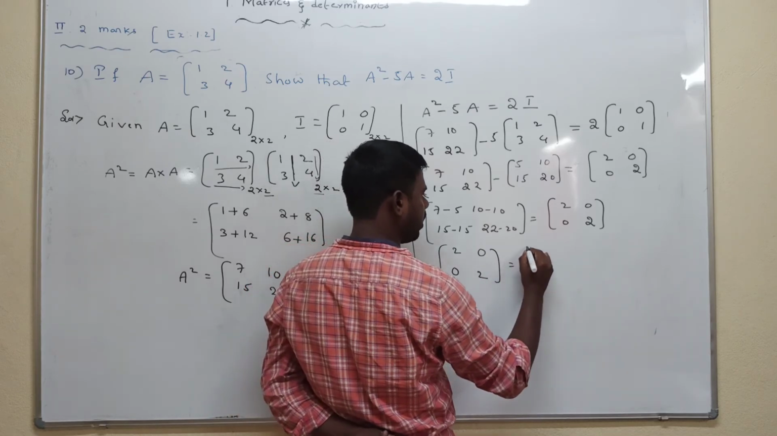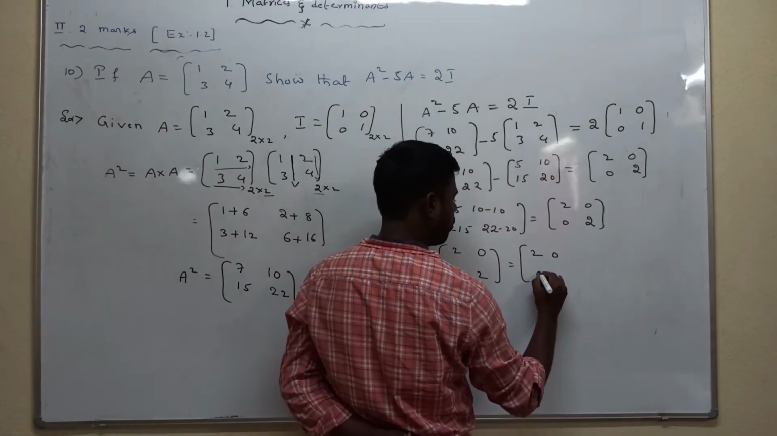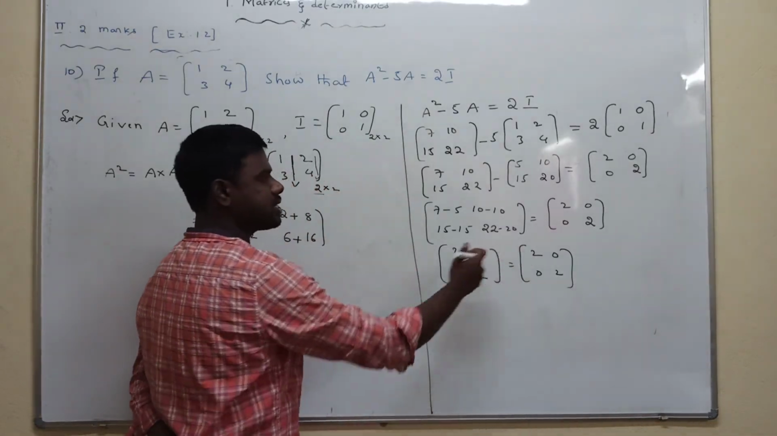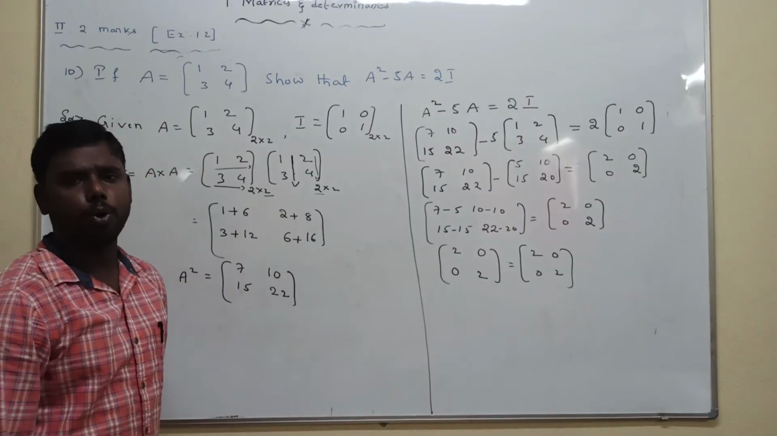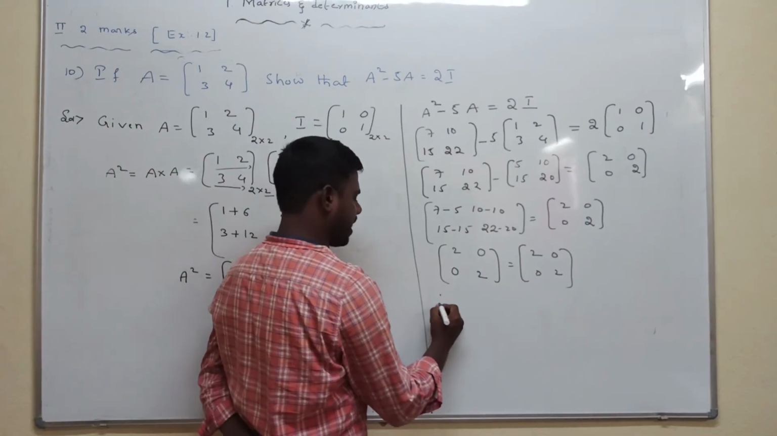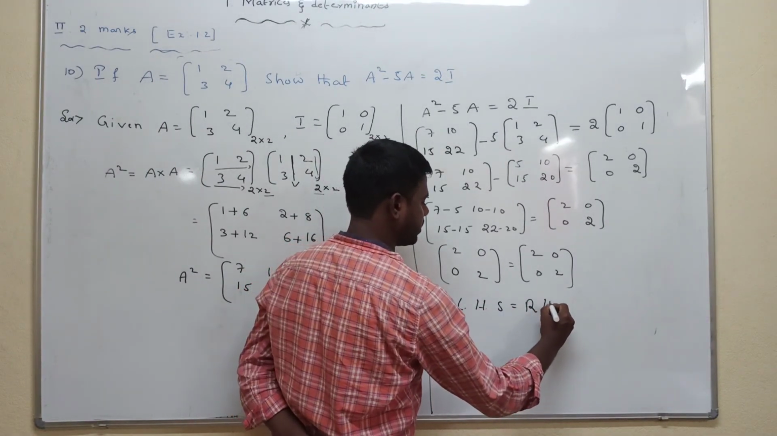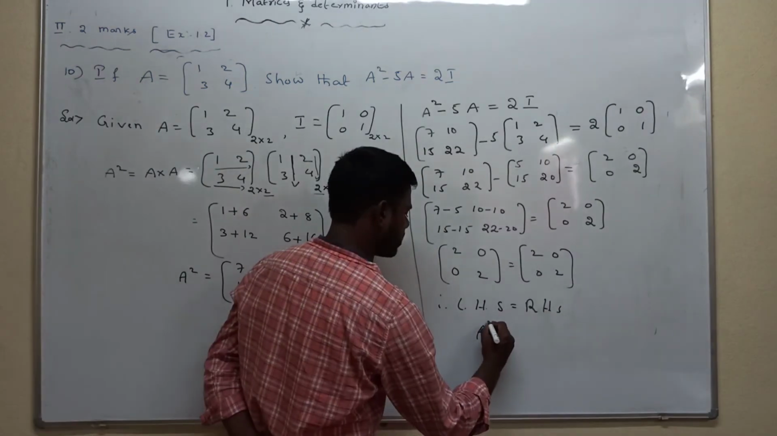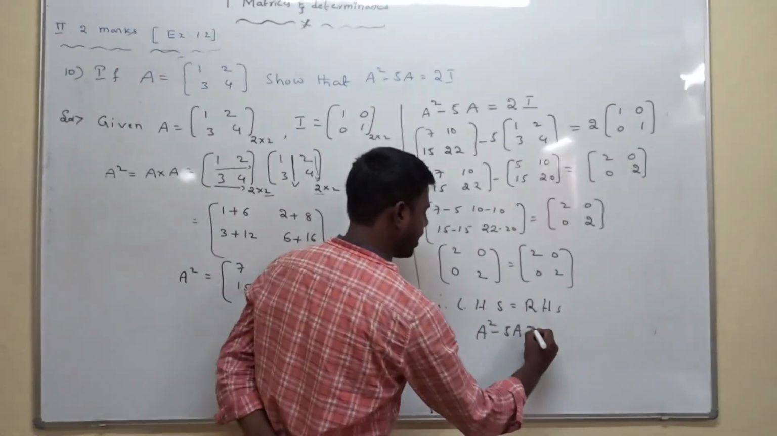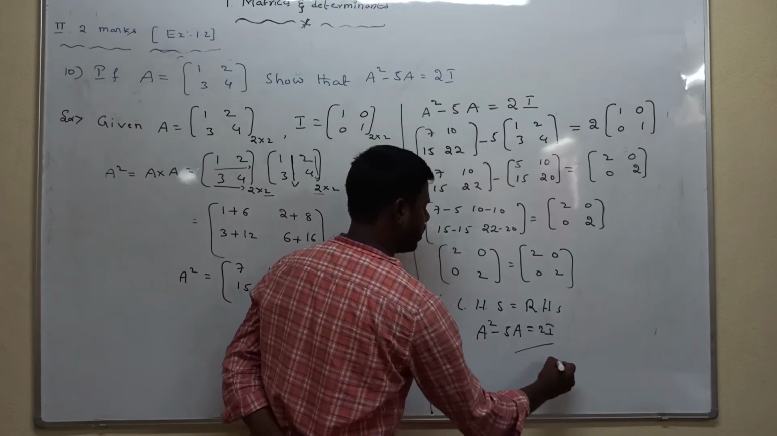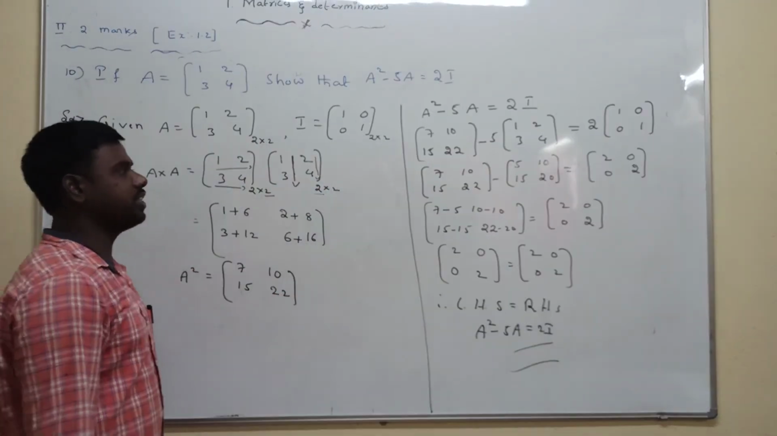So observing the LHS part and RHS part, both are equal. In conclusion, LHS is equal to RHS. The condition is A square minus 5A is equal to 2I. This is the required solution for this question.